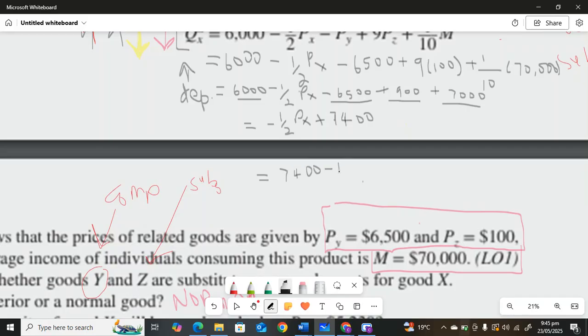Usually with these types of questions, this is what will happen. They'll give you information about the other variables. You just have to put in the values so that you get a simple demand function like this: 7,400 minus half PX.